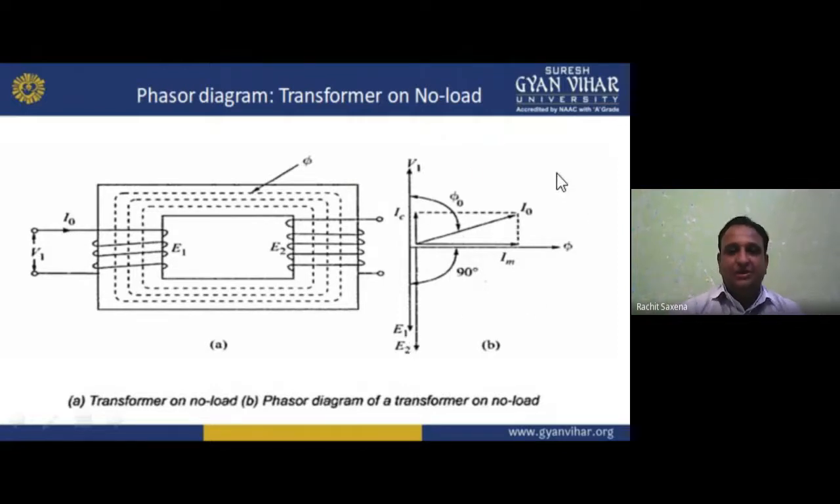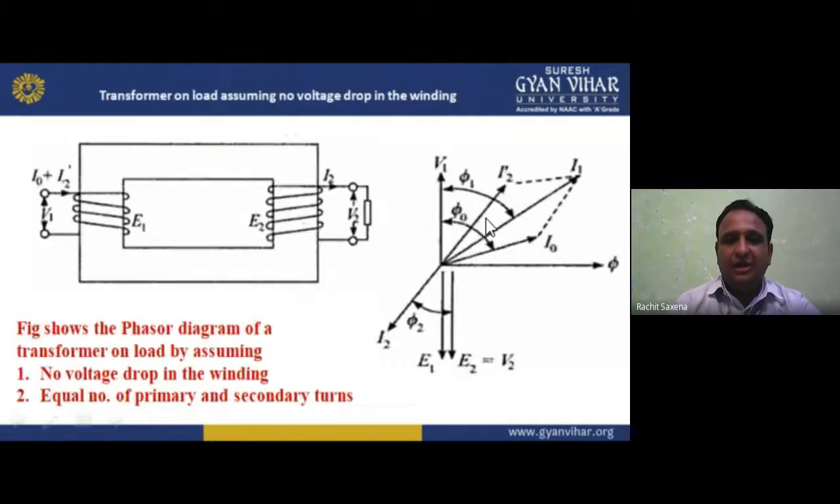So we can find the no load phasor diagram. I hope you understand. That is your transformer at no load, meaning no load is connected on the secondary, and the phasor diagram for the transformer at no load is given here. Okay. Now, transformer on no load assuming no voltage drop in the winding. Figure shows the phasor diagram of transformer on no load by assuming no voltage drop in the winding, meaning no I square R, with equal number of primary and secondary turns, so we have the same equal numbers.